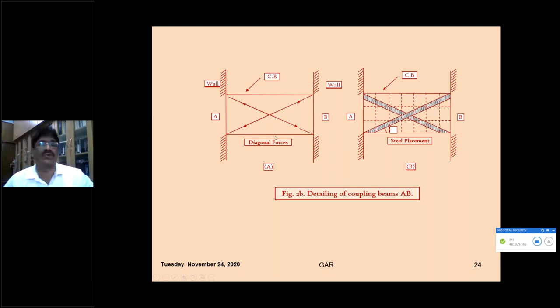The design of the coupled beam. So this is the coupled beam. This is the shear wall. This is another shear wall. These two shear walls will be combined. Now this coupled beam should be designed properly.